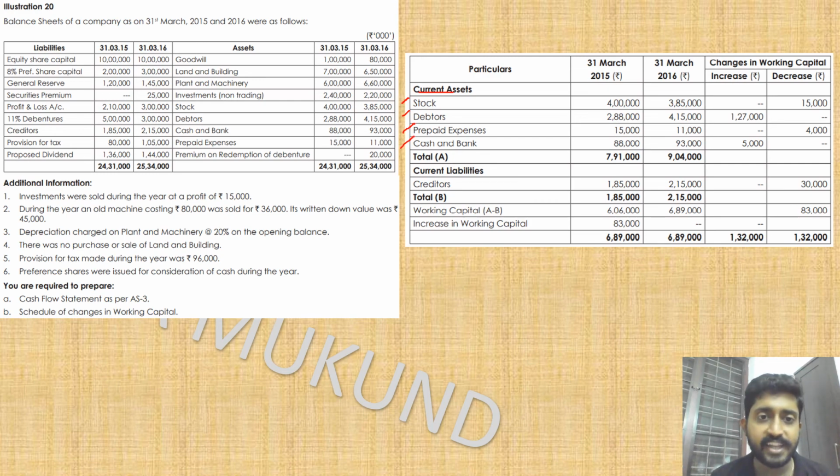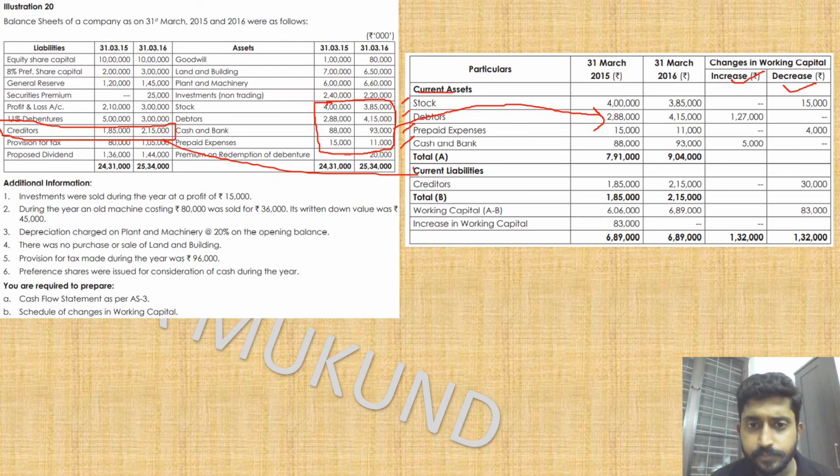From the balance sheet that is given, I am taking all the values here, just like that, and I am putting whatever is the increase or the decrease also. On the current liability side, there is only creditors as current liability, and I am taking it here. So current assets minus current liabilities, you get the working capital. Working capital opening is 6,06,000, closing is 6,89,000. So the working capital has gone up by 83,000. This is the statement of changes in working capital.